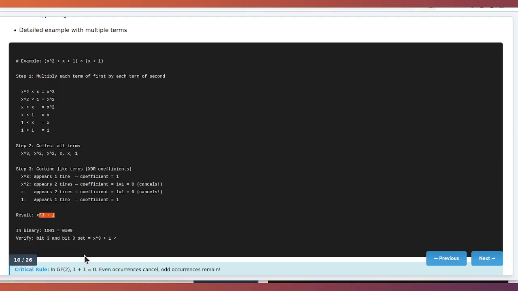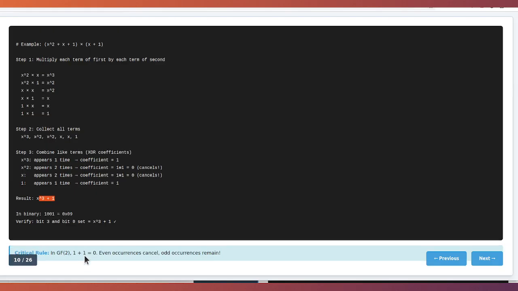This cancellation property is crucial in binary polynomial arithmetic. When a term appears an even number of times, it disappears. When it appears an odd number of times, it remains. This is because in GF(2), 1 plus 1 equals 0. Let's do another example with larger polynomials to see the full process in action.